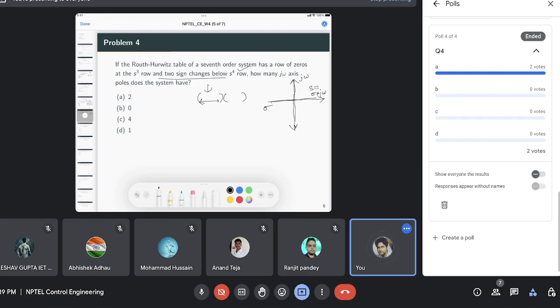So that means if the sign change happens below this S4 row, that means two sign changes. That means there should be two poles, two poles in the right half plane, right? Because the sign changes are associated with the right half plane. So for the S4 row, below that there are two right half plane poles.